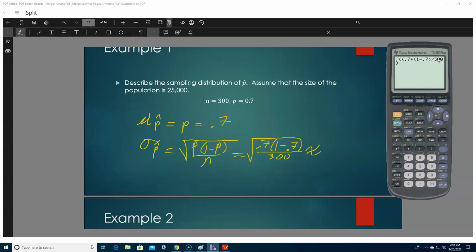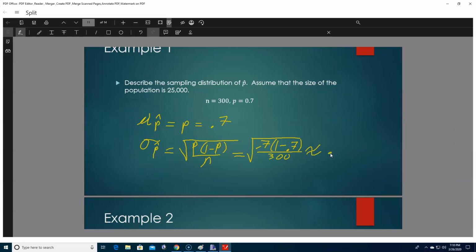I'm doing the multiplication, then the division, subtraction, and we get 0.0264. We can round that up to 5. So then our standard deviation is 0.265.